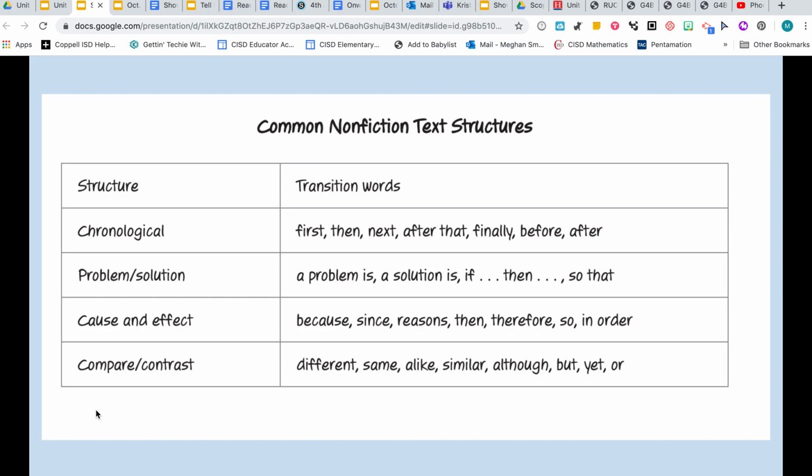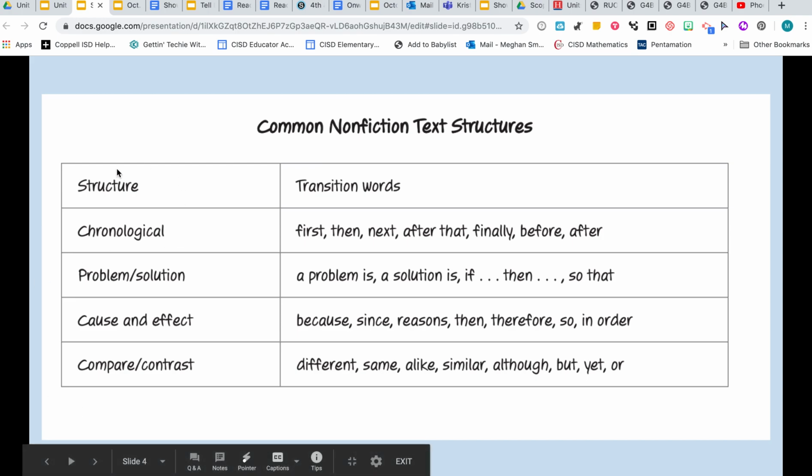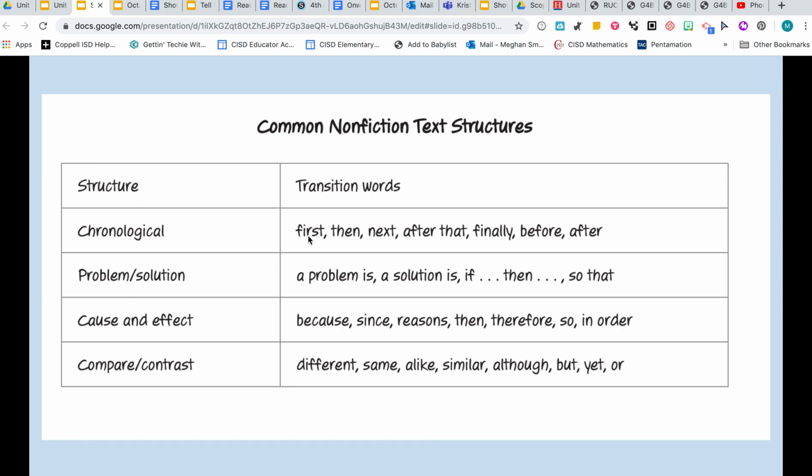So I have this chart pulled up, and I want us to go through all the different structures. It can be chronological, meaning that this expository text or feature is organized by first this happens, then this happens, and next, and after that, and finally, before, after, kind of like a story. Or it can be structured with a problem and then a solution. A problem is blank, a solution is blank. If we did this, then this would happen.